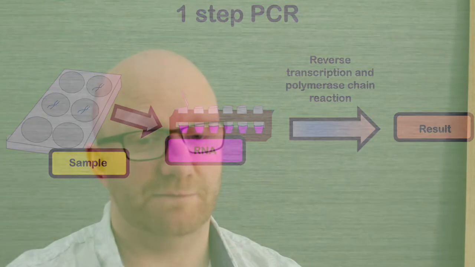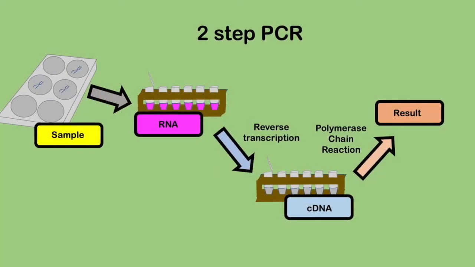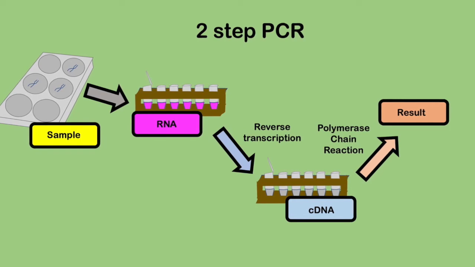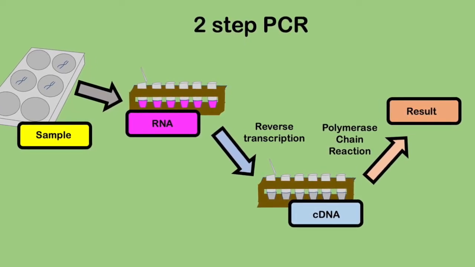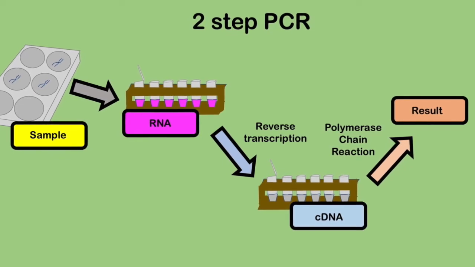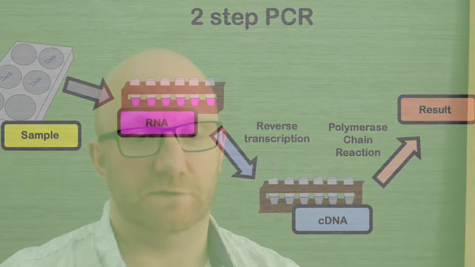Whereas in the two-step reaction, you first perform the reverse transcription, which converts your RNA into cDNA, complementary DNA, and then you use the cDNA as the template in subsequent PCR experiments to amplify your target transcript. In our practical class, we're using the two-step approach, which is probably the most common approach used in discovery science type cases.